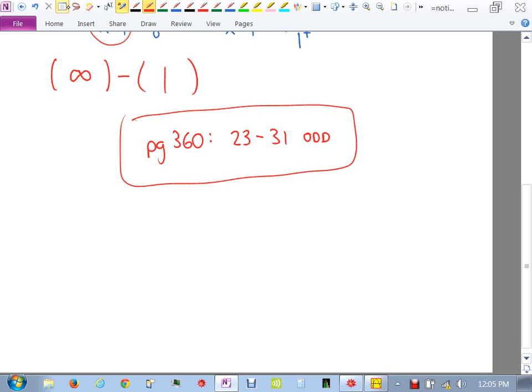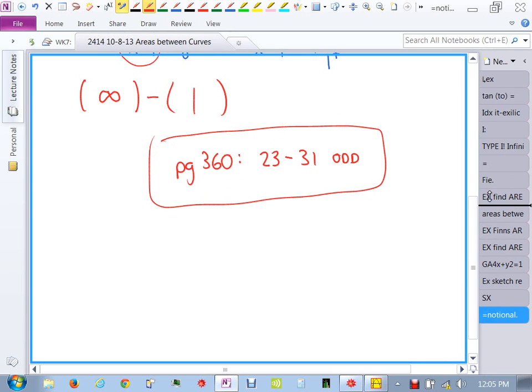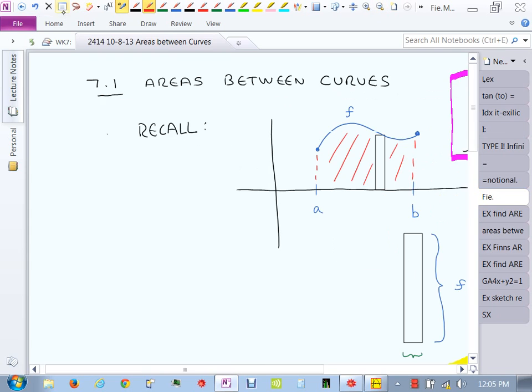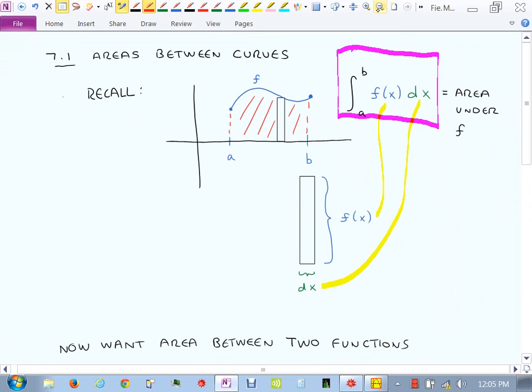All right, we are going to move to chapter 7. Chapter 7 is titled Applications of Antiderivatives, or Applications of Integration. So we finally get to take everything we've done, all the techniques of integration, everything we've looked at, and actually apply it to stuff.